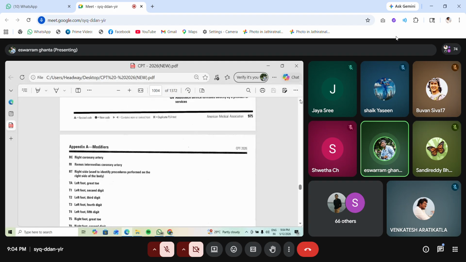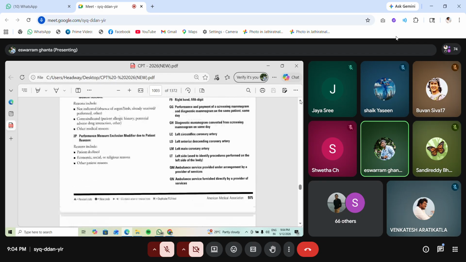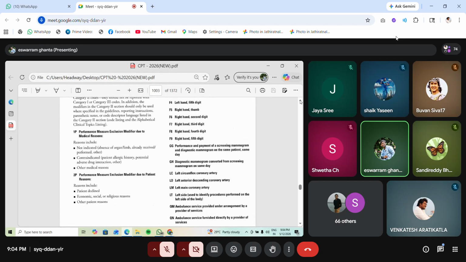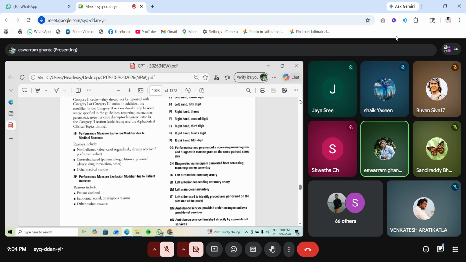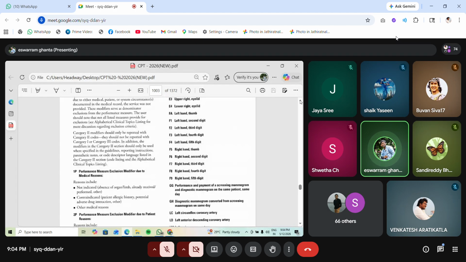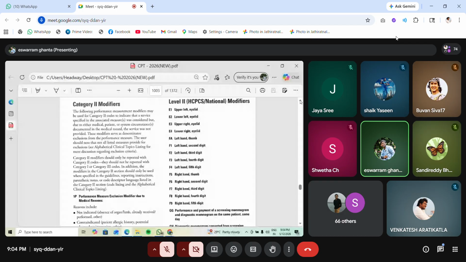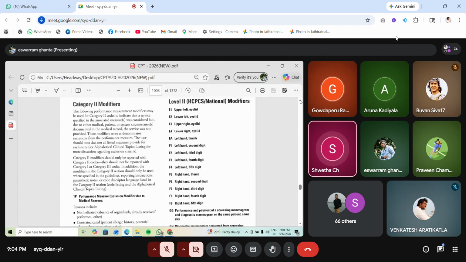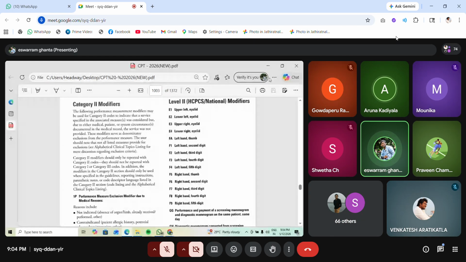Another thing: simple repair procedure had been done for the lower right eyelid, right lower eyelid. E4 is the answer.